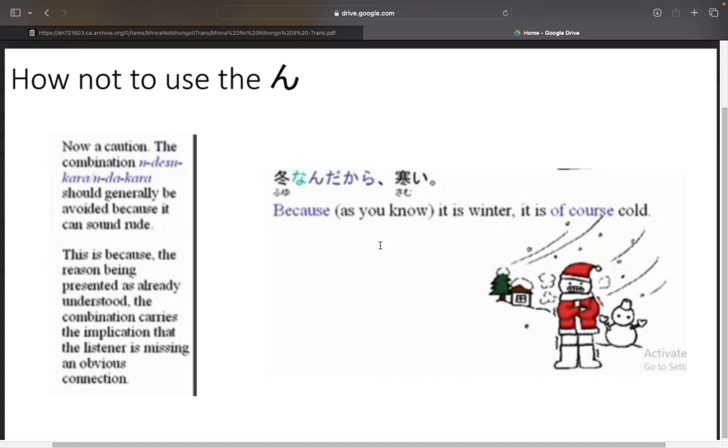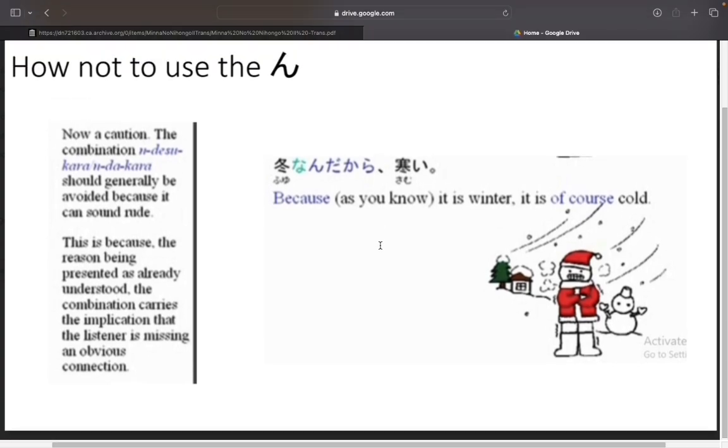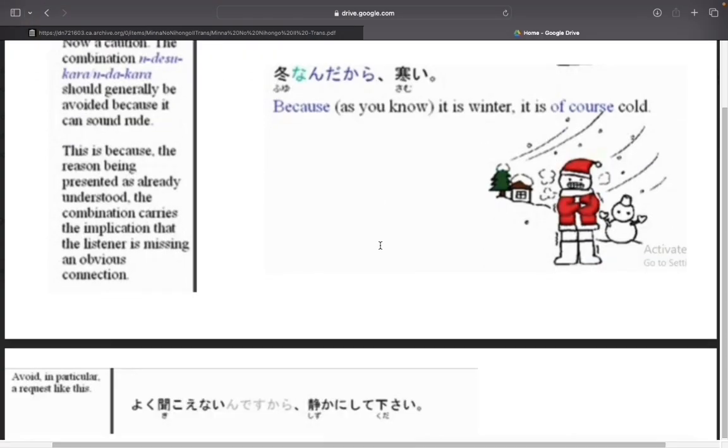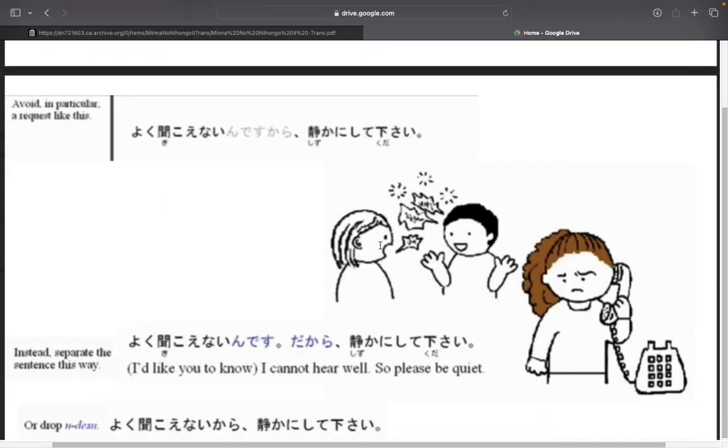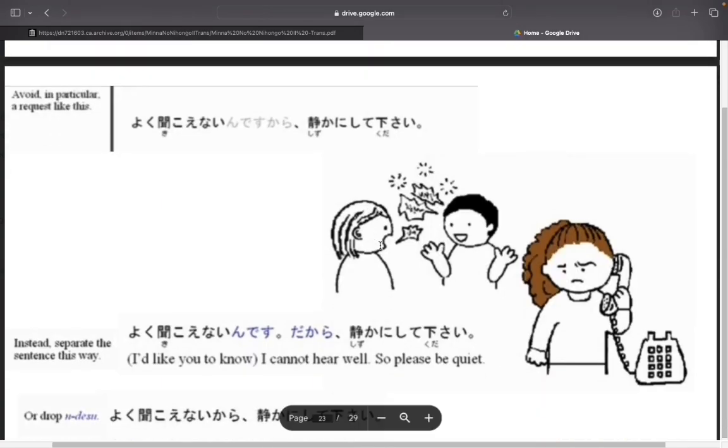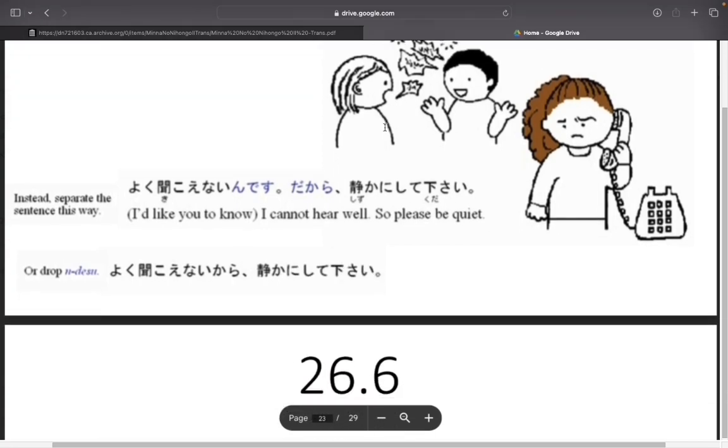So also don't combine everything. Okay. So when the reason is obvious, don't use んです. Also, don't combine everything into one long sentence incorrectly. Instead of I can't hear, so be quiet in one structure like this, you can say よく聞こえないです。だから静かにしてください。I can't hear well, so please be quiet. So keep it clear and natural.